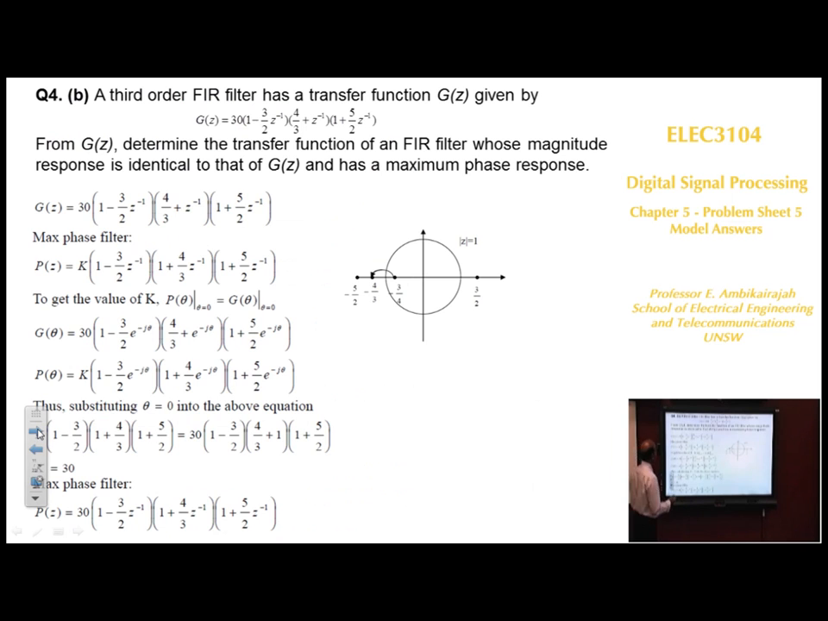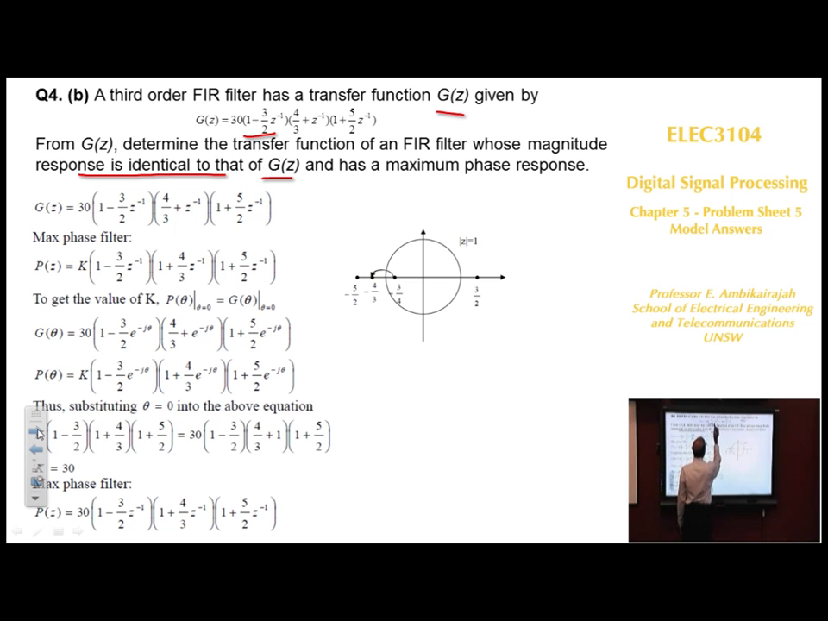Right, the third question: an FIR filter has a transfer function G(z), and you've been asked to find a transfer function of an FIR filter whose magnitude response is identical to that of G(z) and has maximum phase. Maximum phase means all the zeros have to be outside the unit circle. So let's start with this one first.